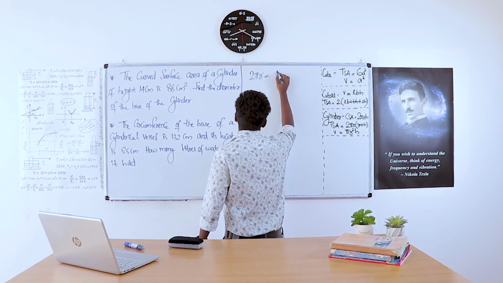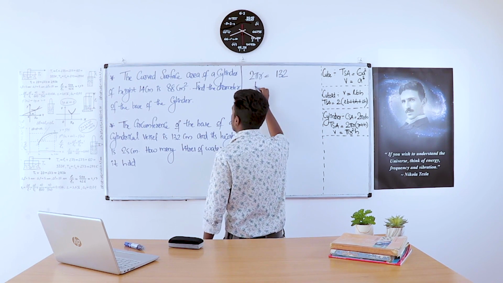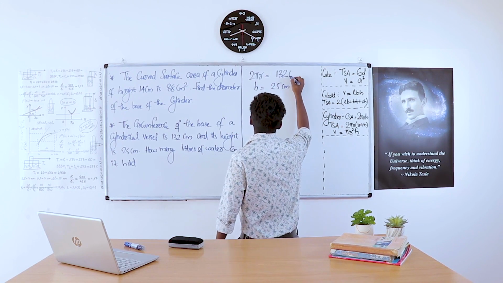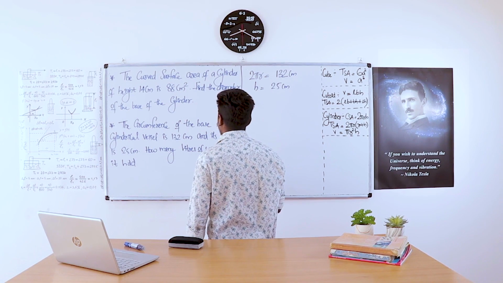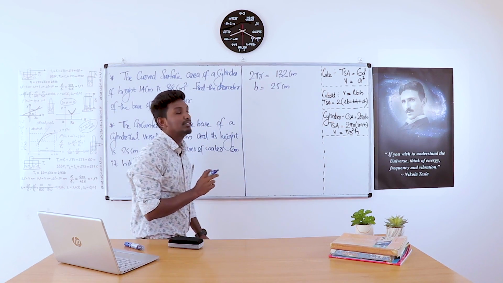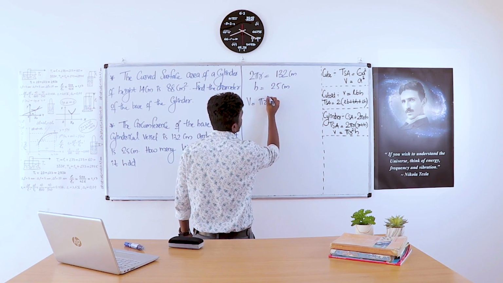So 2 pi r is given as 132 centimeter. And its height is given as 25. H is equal to 25 centimeter. Then how many liters of water can it hold? So from this it is clear that we want to find the volume. Volume is pi r square h.